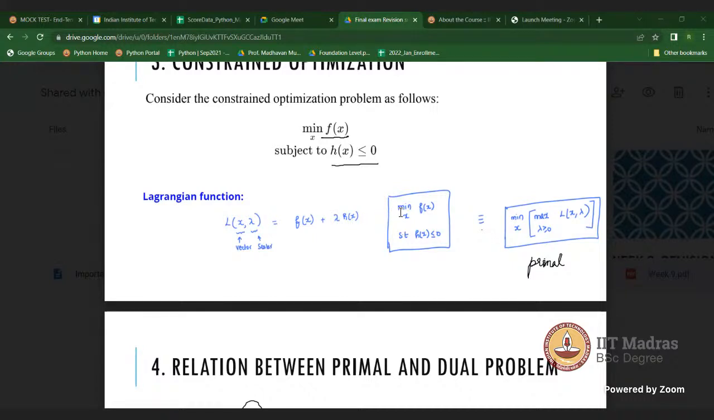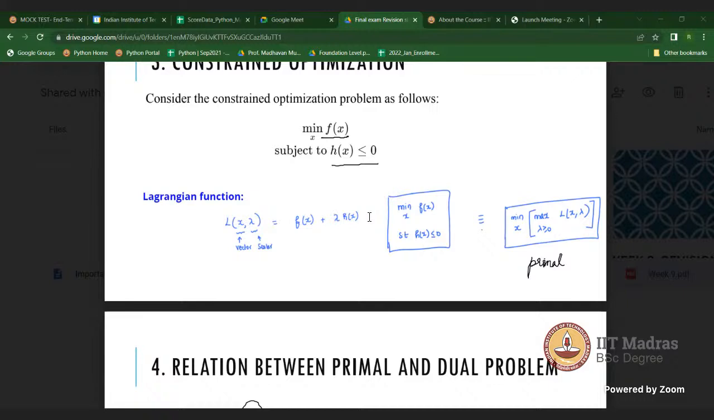But then what I want is to maximize L(x, lambda). So what I will do is substitute lambda equals 0, such that the maximum value possible will be equal to f of x. It won't be less than f of x. Is this clear until now?